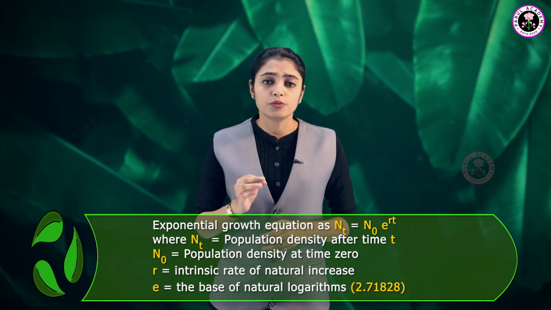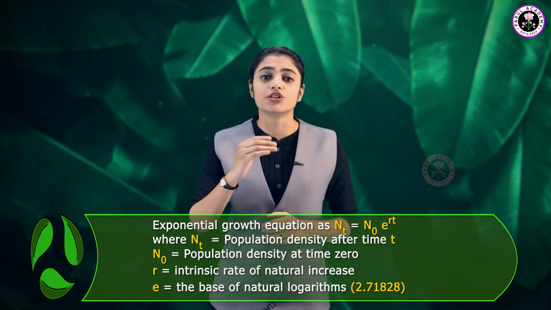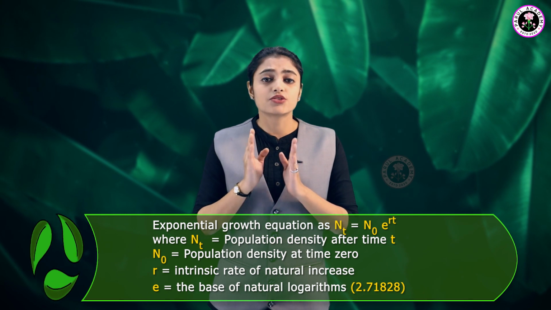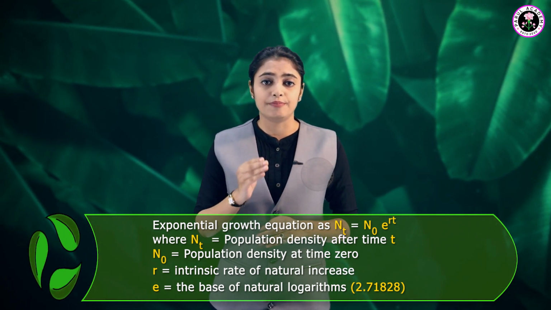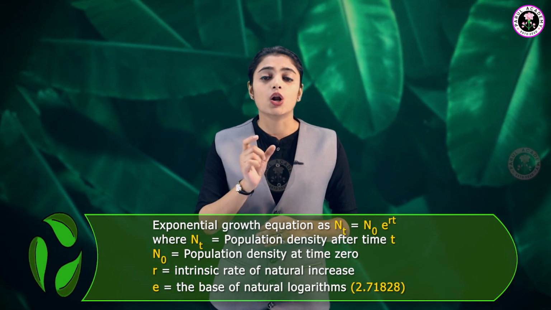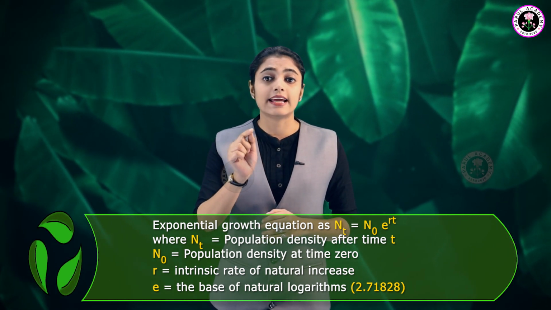N_0 is population density at time 0. r is the intrinsic rate of natural increase. e is the base of natural logarithms, 2.71828. Any species growing exponentially under unlimited resource conditions can reach enormous population densities in a short time.